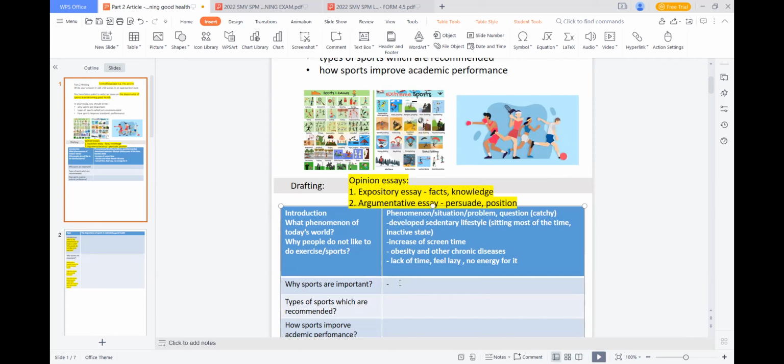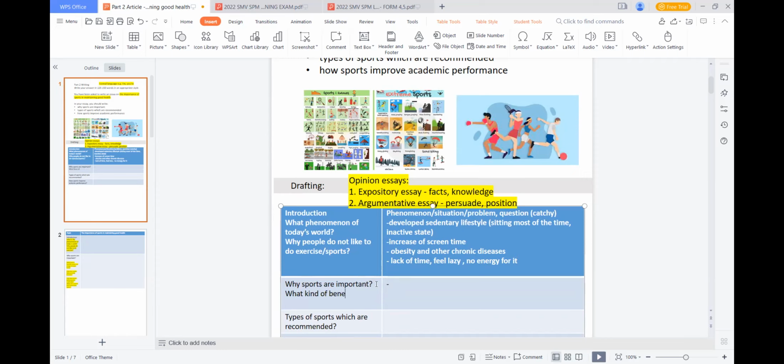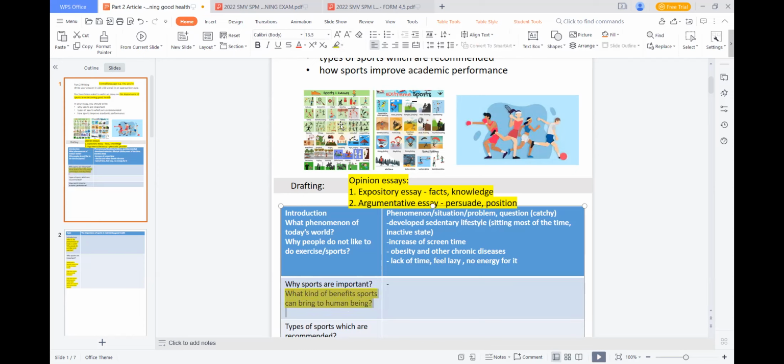Maybe I ask a smaller question. Why sports are important, because there are so many benefits, right? So I make it smaller: what kind of benefits can sports bring to human beings? To be specific. I make it more specific so they can see. Of course there are a lot. You have to learn how to ask questions related to the topic. I make it smaller but it still revolves around this topic, not off topic.